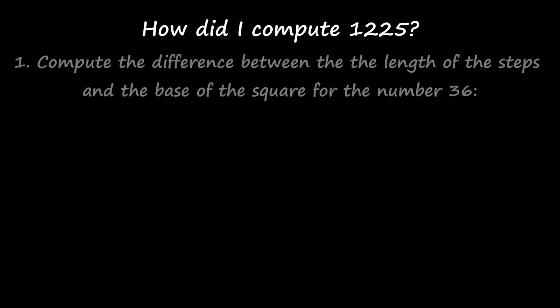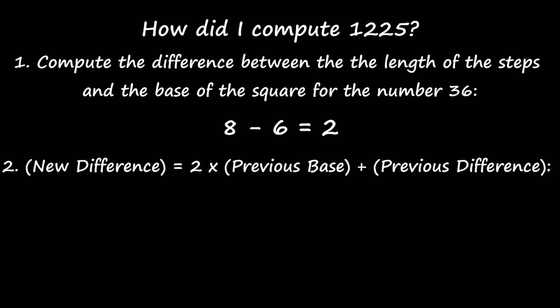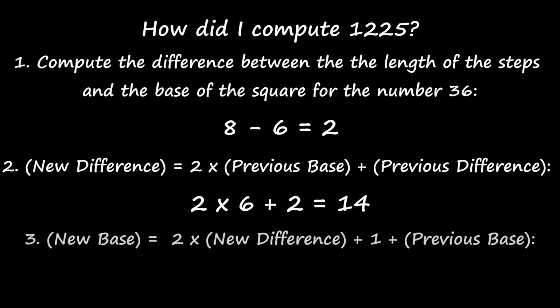First, let me show you how I computed the next member, 1225. We will need the difference between the length of the steps and the base of the square for the number 36, which is 8 minus 6, or 2. The same difference for the next member can be obtained as twice the previous base 6, plus the previous difference 2, which is 14. Finally, the base of the square of the next member is twice the new difference 14, plus 1, plus the previous base 6. Squaring this new base leads to 1225.